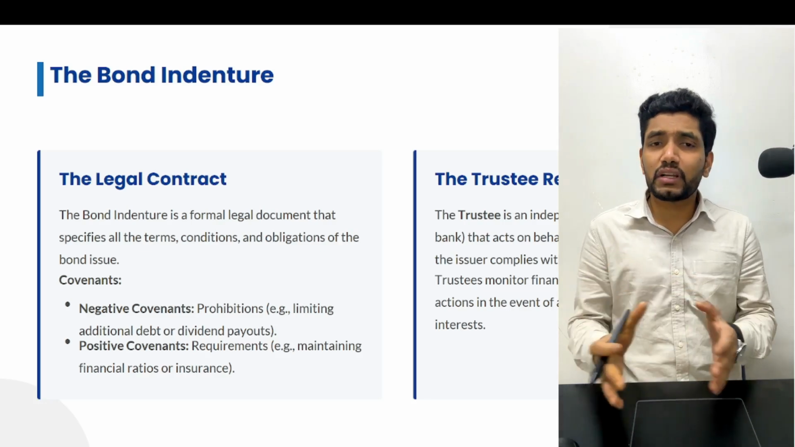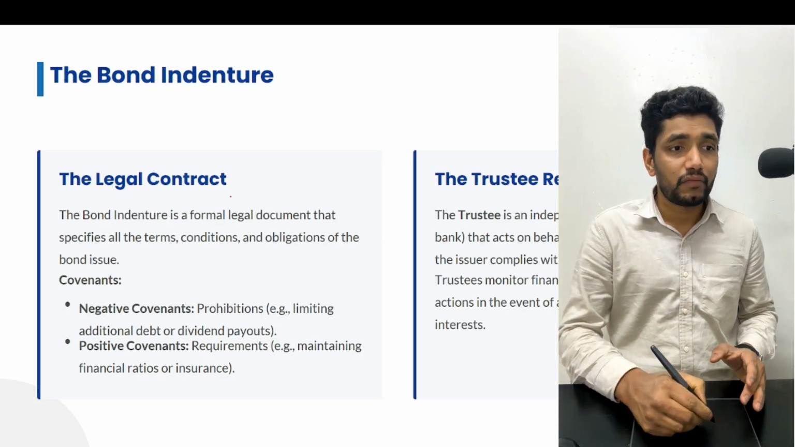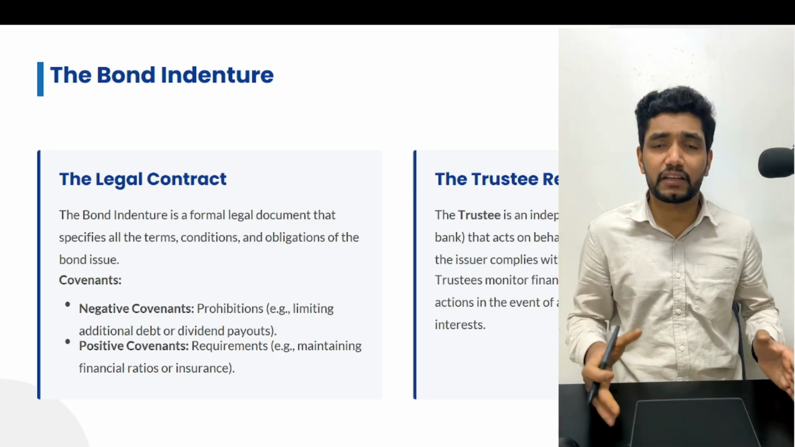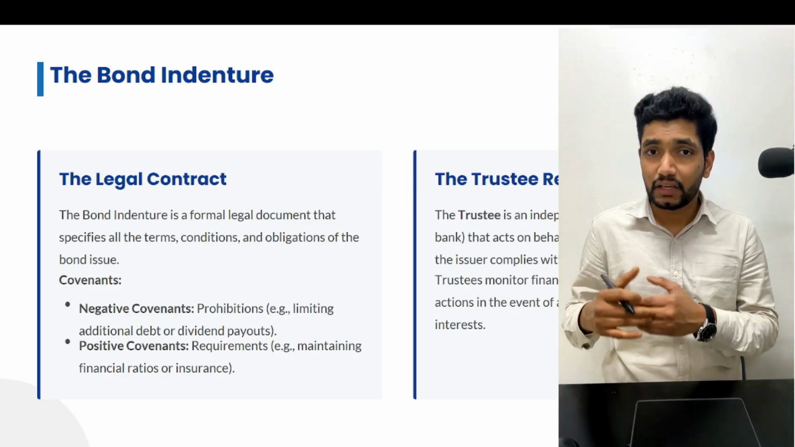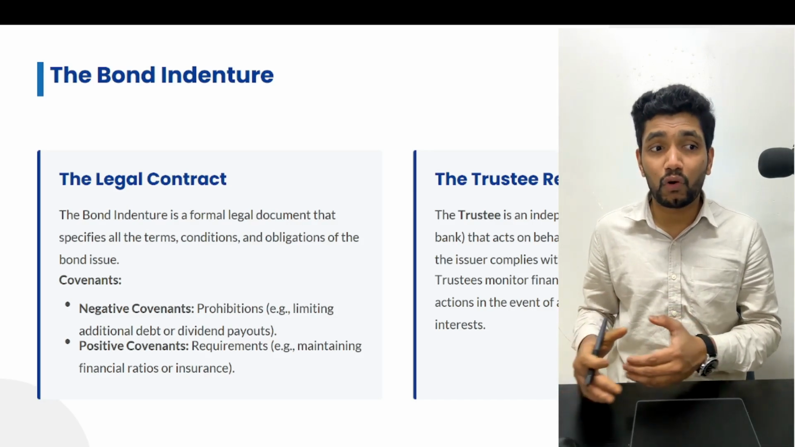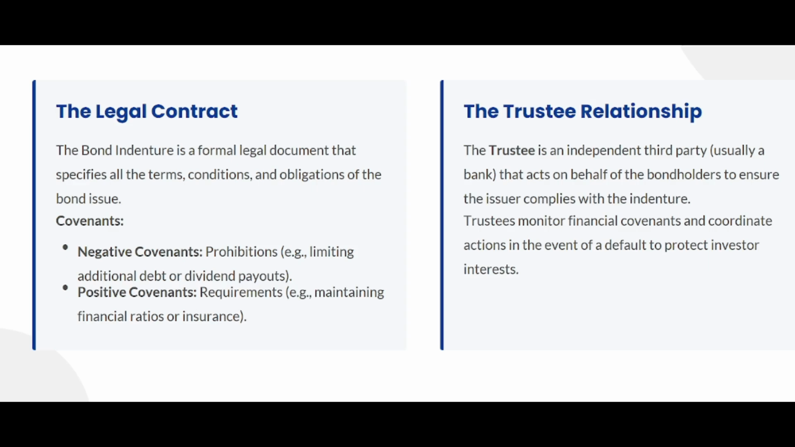So the bond indenture is a legal contract that specifies the terms and conditions along with the covenants. These covenants can be negative or positive in terms of the company. If negative, they can block additional debt issuance or dividend payout in some cases. When it comes to positive, they are mainly requirements such as maintaining healthy financial ratios, or having proper insurance coverage for all the assets. These things will also be mentioned in the legal contract, the bond indenture.